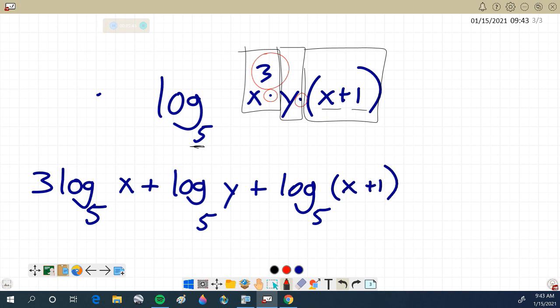We call that expanding a logarithm. We take something that has been crunched together and we pull it apart as far as we can. Does everybody understand that? Okay, let's do a new one.